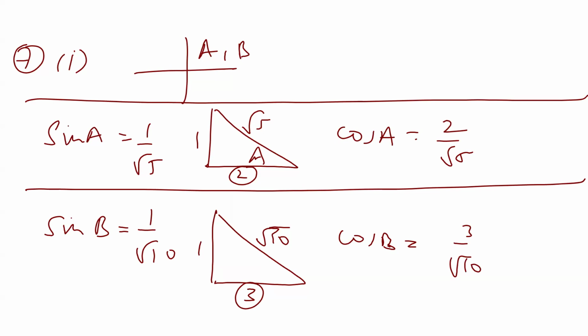Now they're asking the value of A plus B. A and B are angles, so A plus B will also be an angle. So acute plus acute is acute, and acute plus acute can also be obtuse. It can go in the second quadrant as well. So what we'll do over here is case 1: A plus B is less than 90.